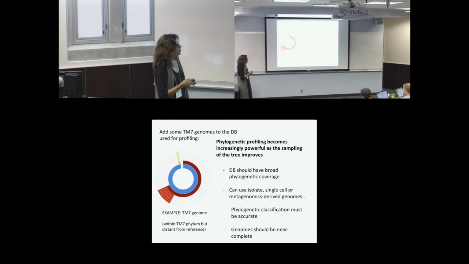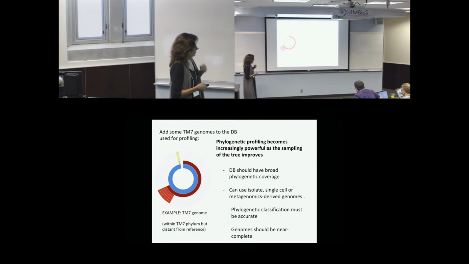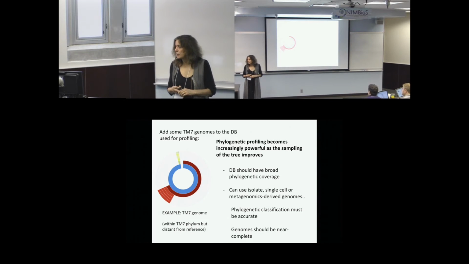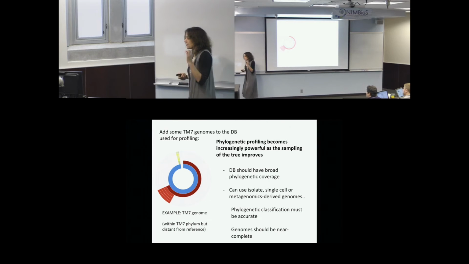So, and this is an example we're putting in now, a set of TM7 genomes. TM7 is, again, one of these candidate phyla. And all of a sudden, we can see it's a TM7. It doesn't look a lot like anything we've seen before, but it's information.